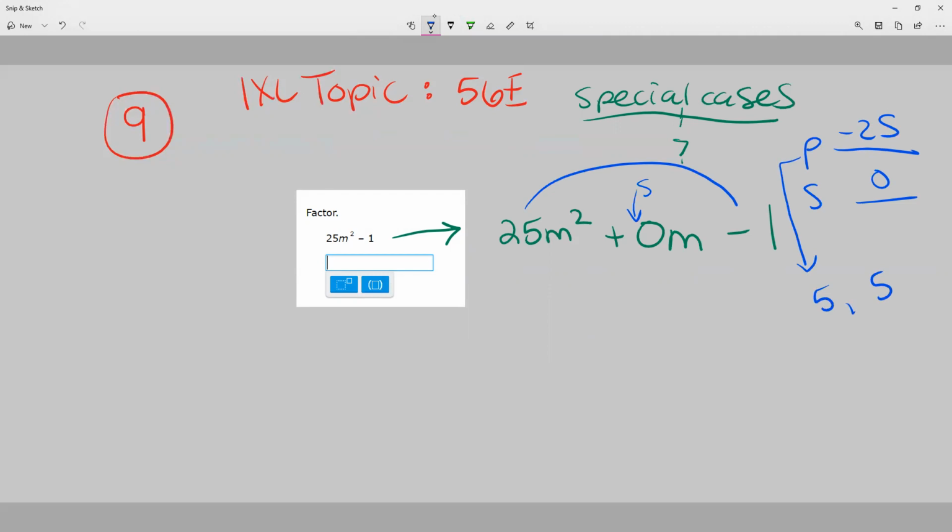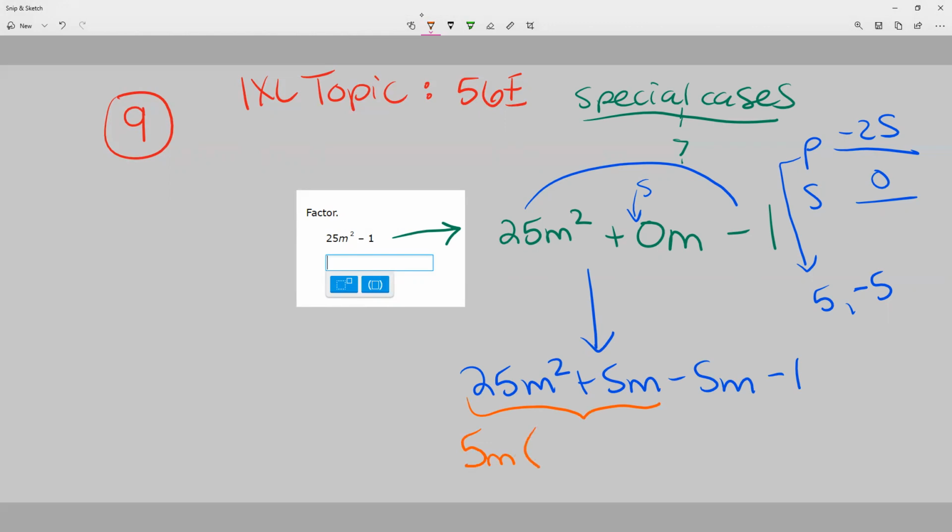And so if I wanted to add to be 0 and be negative here, I need one negative. So 5 minus 5 equals 0, and 5 times negative 5 is negative 25. So really, this is the same as saying 25m squared plus 5m minus 5m minus 1. Then if I factor by grouping the same way that I have been, I look at these as one group, and I get 5m as my greatest common factor, and I'll have 5m plus 1 left. This is negative, so I'm going to do a negative, and I can't take anything out of this, so I'll put a 1. And then I end up with 5m, and then don't forget that sign switches to plus.